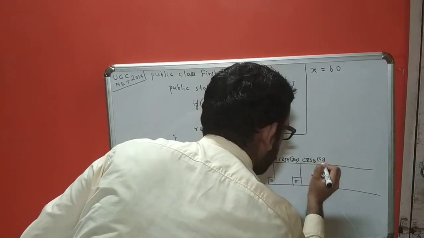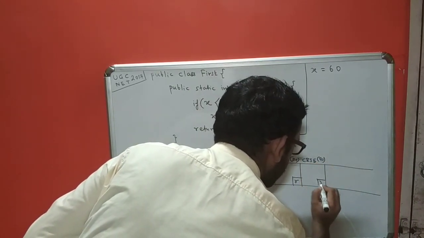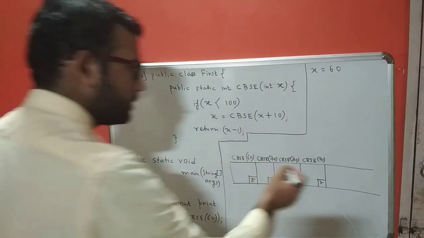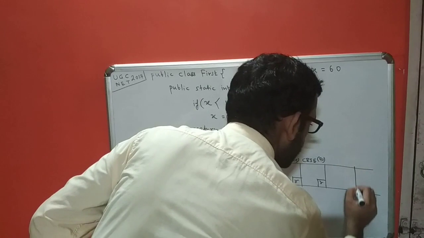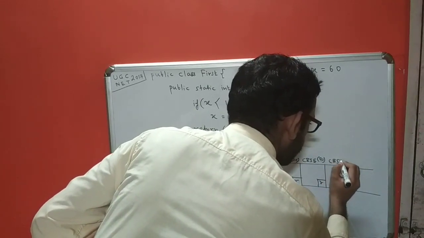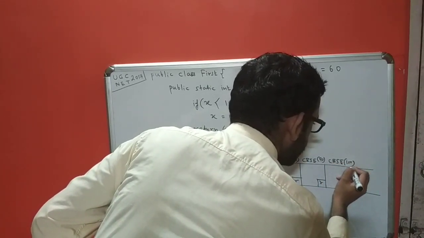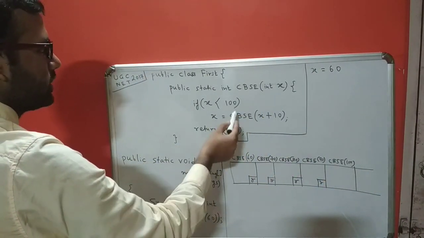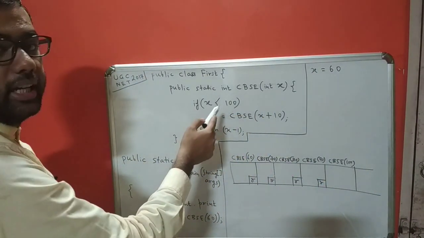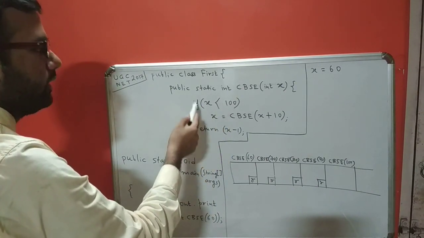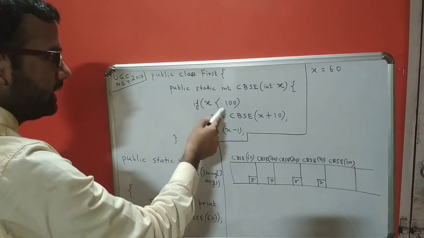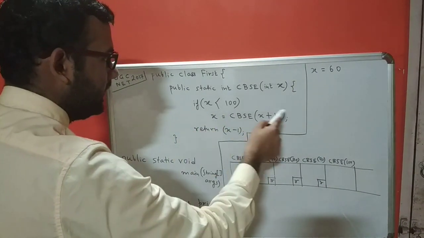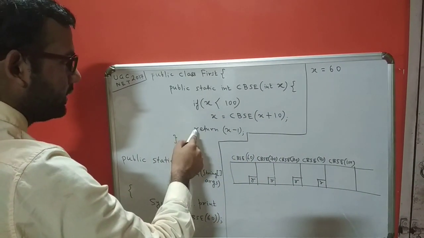So cbse of 90 is invoked, and again it will continue its execution from the return statement. Now observe this, cbse of 90 will invoke cbse of 100. Once it invokes cbse of 100, this condition will not be satisfied because 100 is no longer less than 100. 100 is equal to it. So this condition will not be satisfied and we will not be able to execute this statement anymore. So we'll come to this return statement.